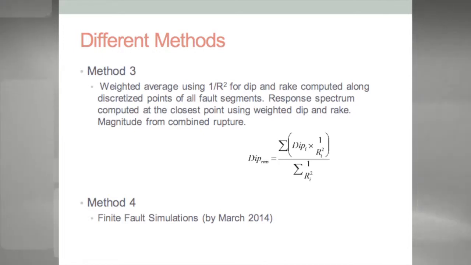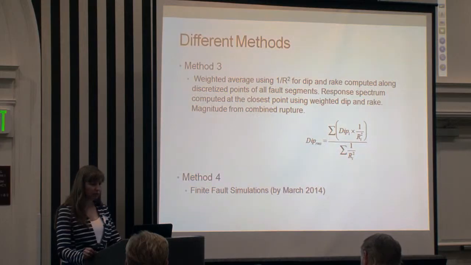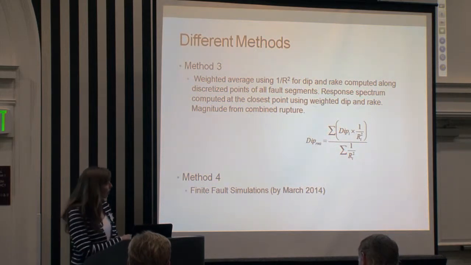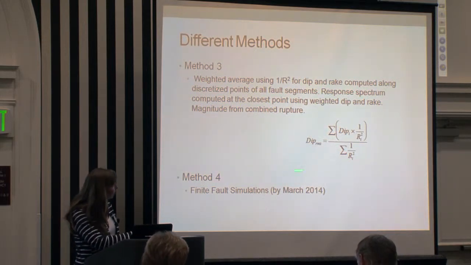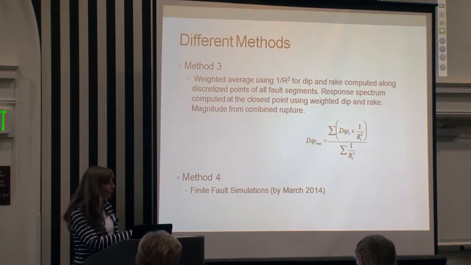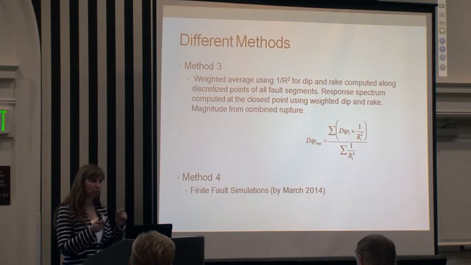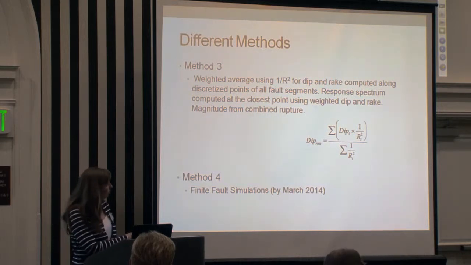Method 3, we're using the weighted average of 1 over R squared for the dip and for the rake. And the response spectrum is computed using those. Just as an example, this is just for the dip. We were calling it RMS, but I've been told it's not really RMS, it's just 1 over R squared. So we'll fix that.